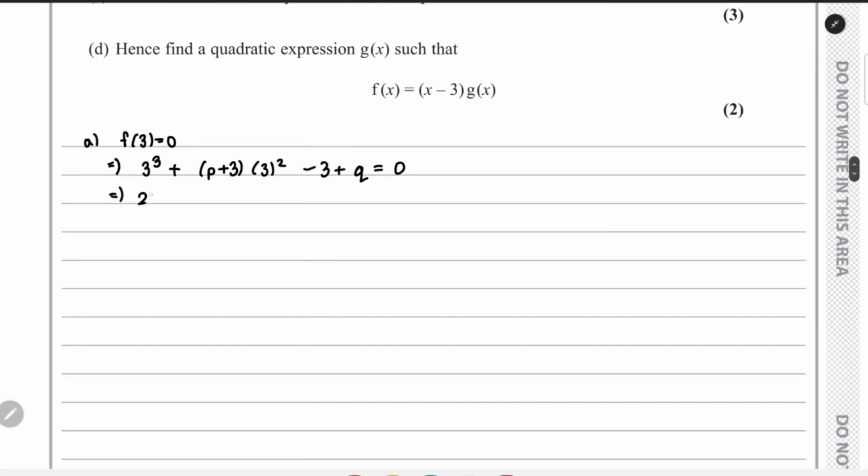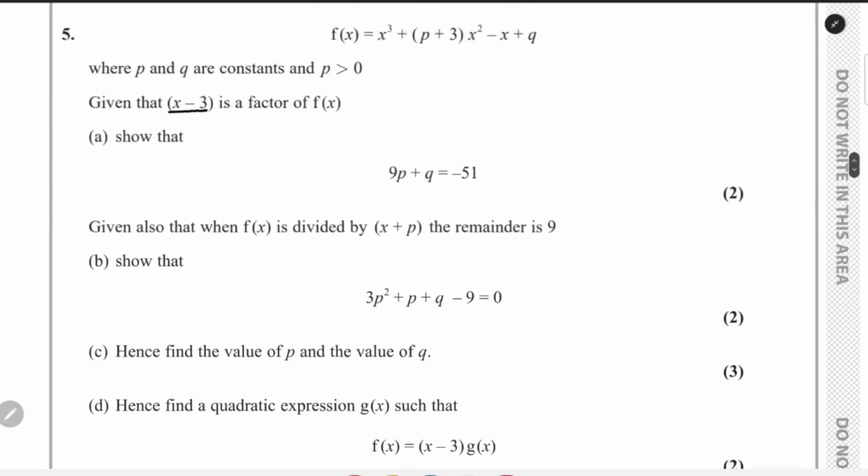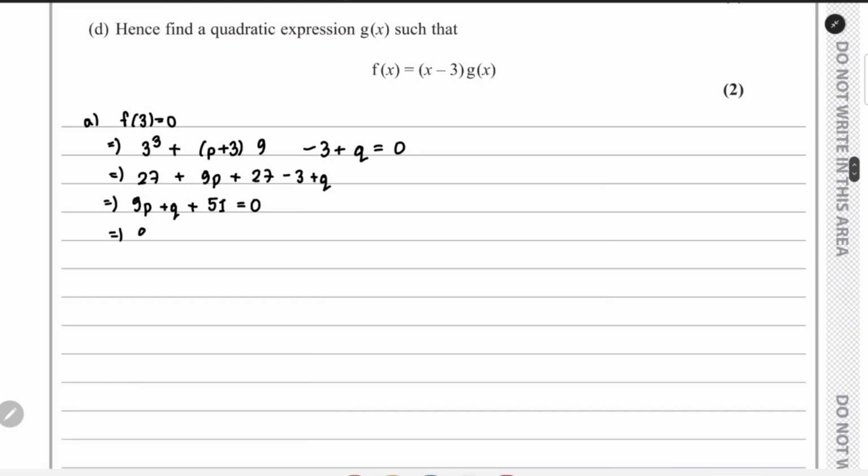3 cube is 27. We have p times 9 over here, so 9p plus 3 times 9, 3 square is 9. 3 times 9, we have 27 minus 3 plus q. So 9p plus q plus 27 plus 27 minus 3 plus 51 is equal to 0. So 9p plus q is equal to minus 51, and this is what we had to show.